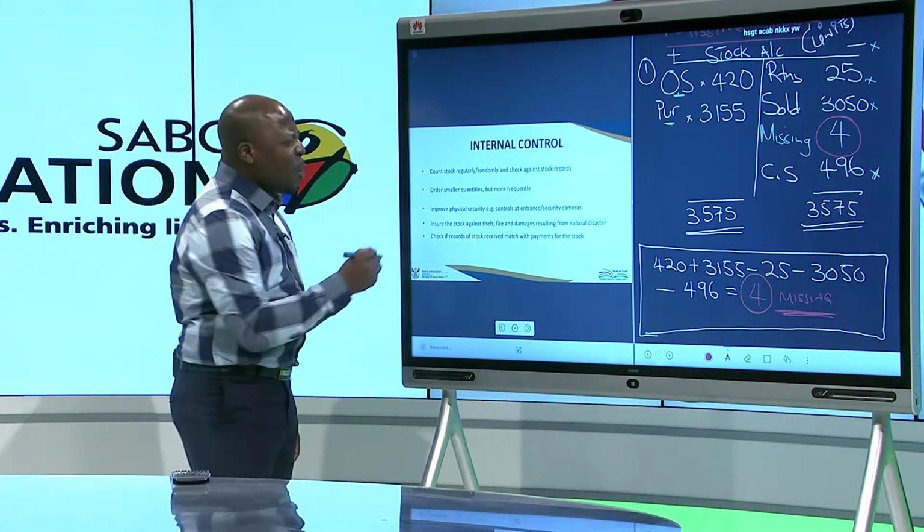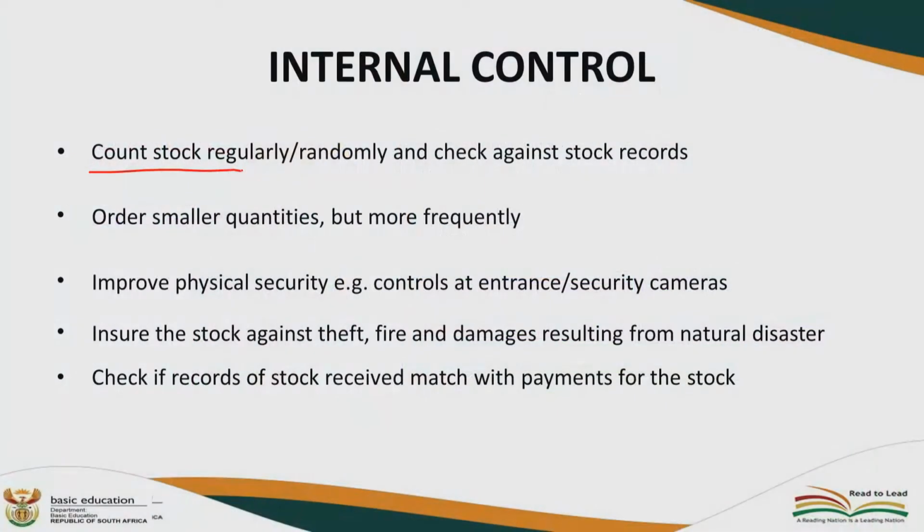Number one, you need to have a stock count regularly. You need to count your stock regularly. In other words, you need to revisit your stock room. You need to revisit your stock documents, that is your invoices, to check how much stock we purchased, how much we have sold, and how much do we still have on hand. Then you compare it with the physical stock taking. So you need to count your stock regularly and also randomly against your stock records. Very important. Once you don't do this, you'll find at the end of the year that you're missing huge amounts of stock, and that is a huge challenge.